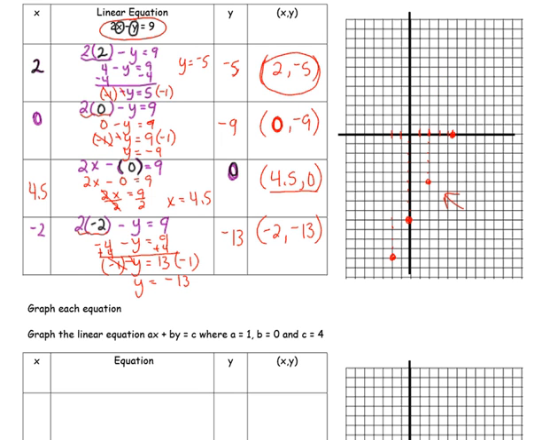So again, if you are expecting a line for your solutions and you do not get one, then you want to double check. You may have graphed it wrong, as I did, or you may have made an arithmetic mistake.